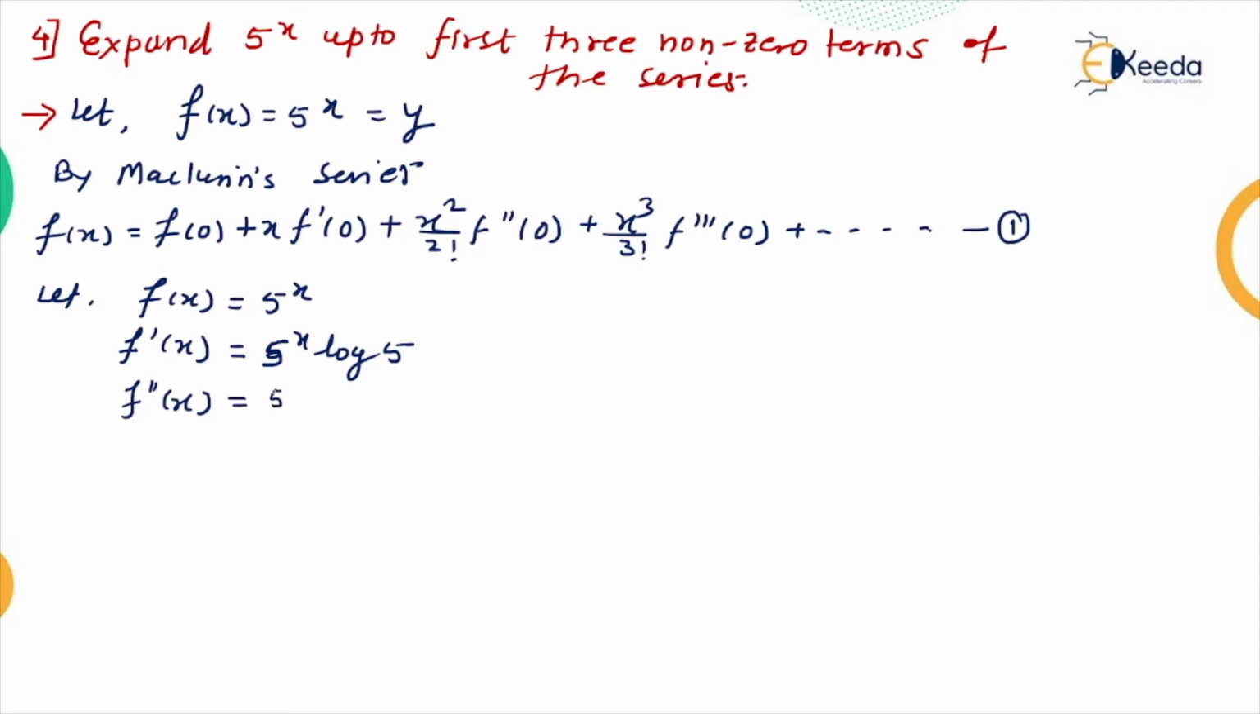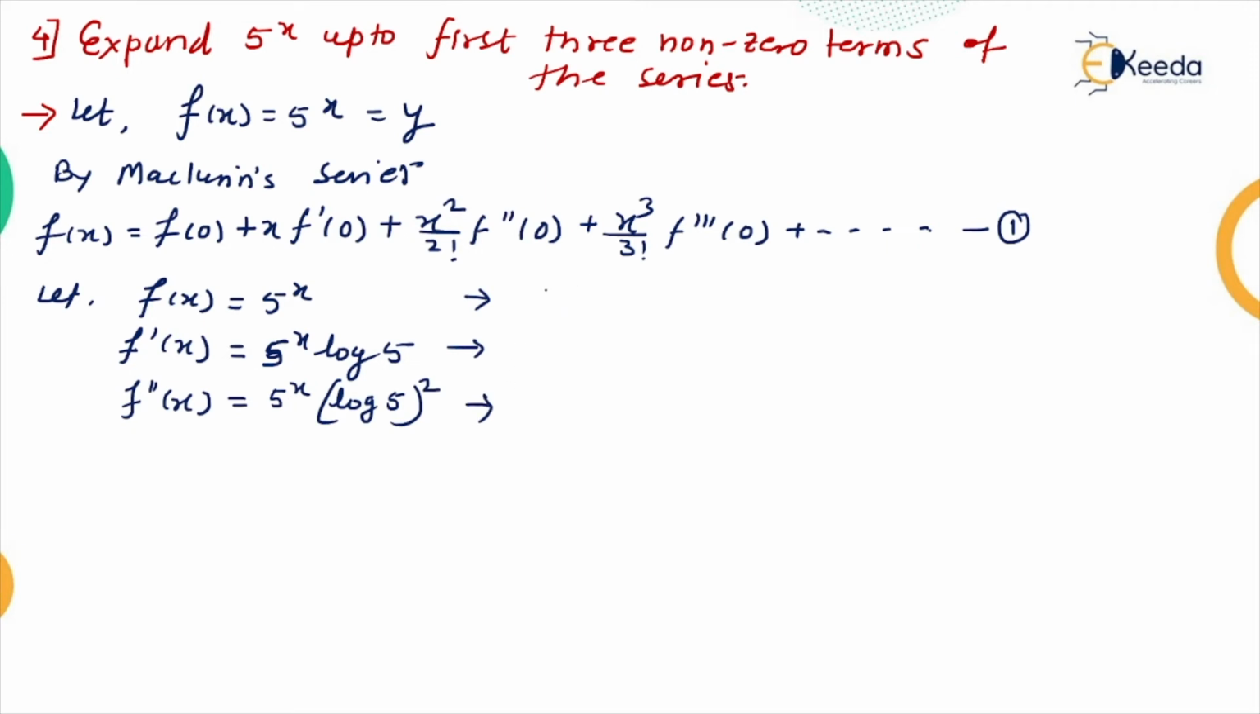Here I am writing 5 raised to x again, and log of 5 is squared, and log of 5 is squared. As clearly mentioned in the question, you need the first three non-zero terms, so you only have to get these first three terms. Don't write or solve the next term, meaning the third derivative of x, don't write this here, guys. So from this we have to write f of 0.